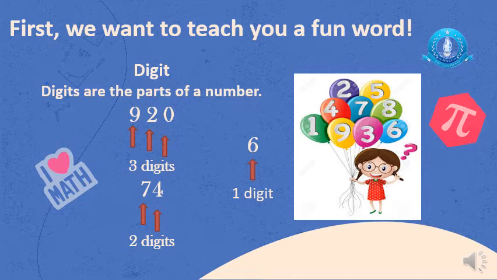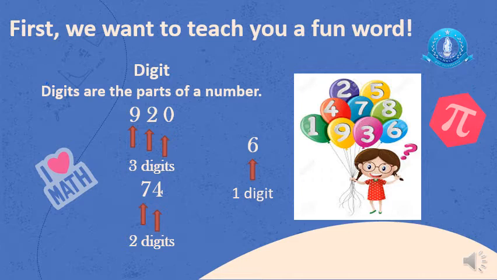Look at here. The number is 920. So what are the digits? Digits are the parts of a number. This is one number, 920, and digits are the parts of a number. So how many digits are here? 3. You can see 9 is one digit, 2 is another digit and 0 is the third digit. So how many parts are in this number? 3. And how many digits are in this number? 3.